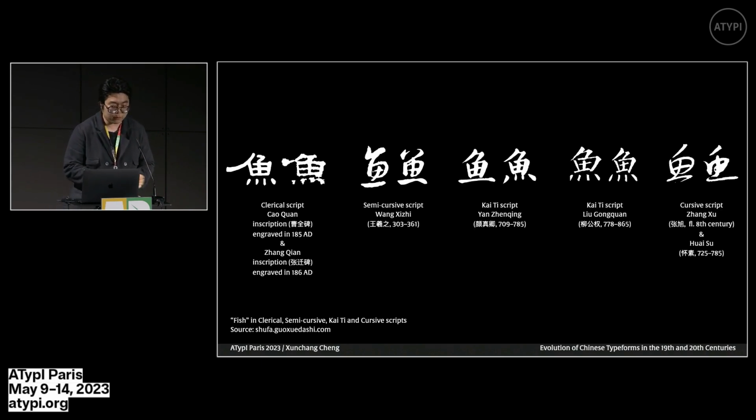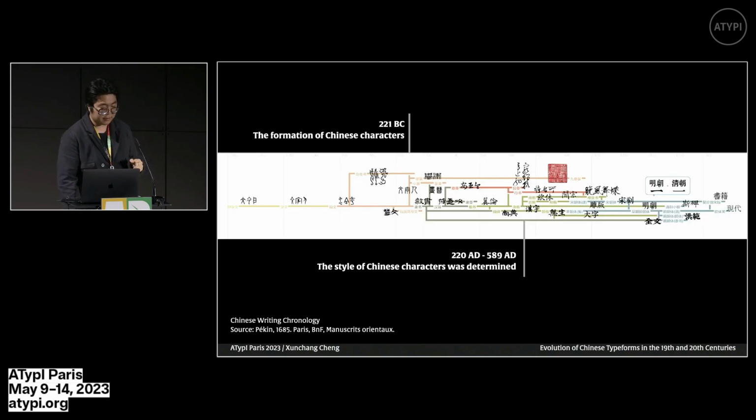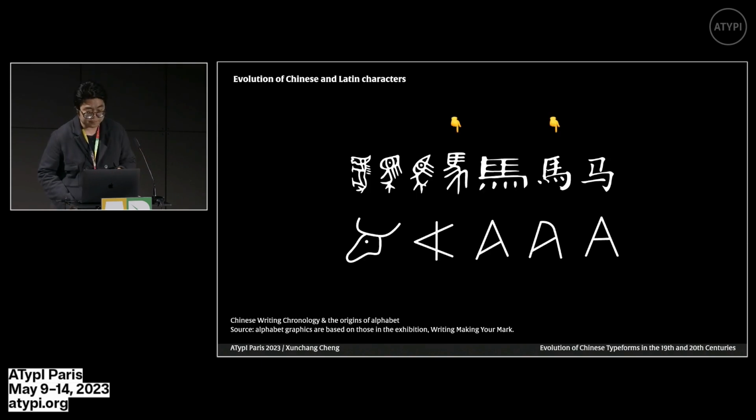With the demand for faster writing, the speed of writing increased, and the semi-cursive script emerged. With the perfect fit between Chinese people and the Chinese brush, the Kaiti script formed in the end. Until the Wei, Jin, Southern and Northern dynasties, around 220 AD to 589 AD, when the Kaiti style appeared, the standard style of Chinese characters was determined. After that, the style of Chinese characters is all based on the Kaiti style.